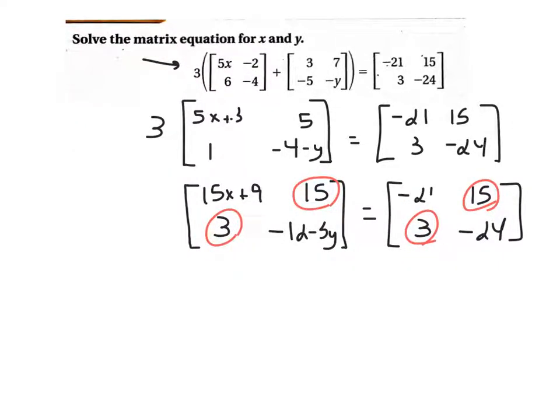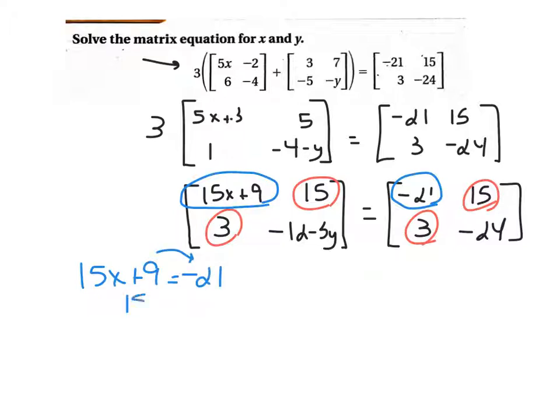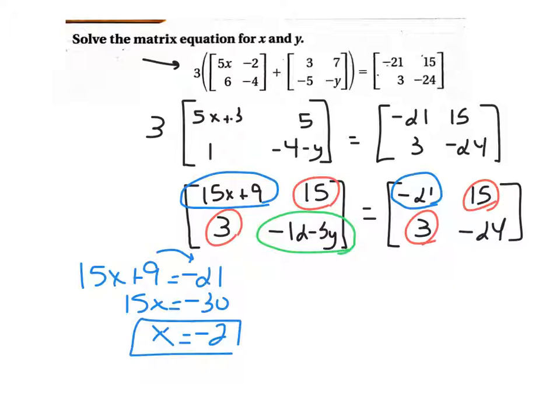So I'm going to take this 15x plus 9 and set it equal to that. They have to be equal to each other. So 15x plus 9 has to equal -21. I'm going to move the 9 to the other side. That's going to be -30 divided by 15. There's my x, which is what one of my jobs was. It says to solve for x and y. There's my x. Now for y, those two have to be equal because they share the same spot in the two matrices that are equal.